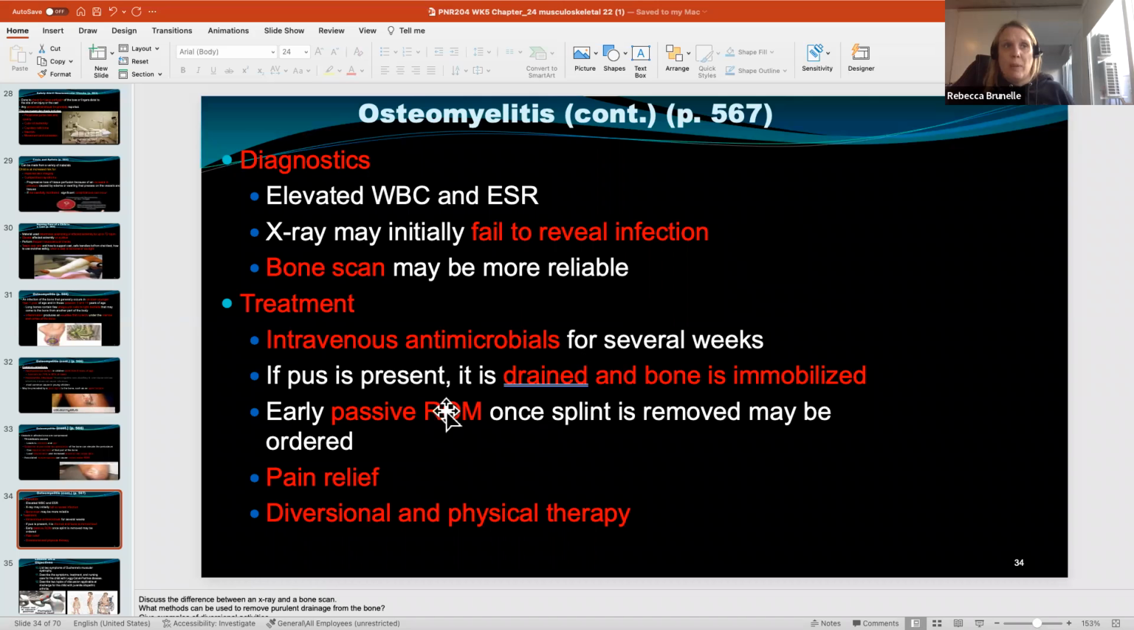So one of the main things to remember as a nurse is that it takes a long time to treat. So several weeks, around 6 weeks of therapy. So they almost always get a PICC line, and then they go home from the hospital and it's 6 weeks of IV therapy. So they're going to be on antibiotics for many, many weeks.